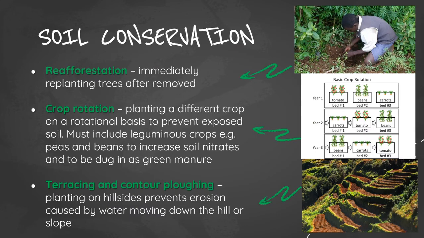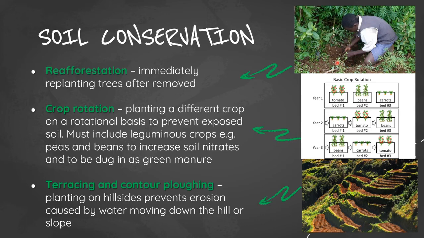So we're going to be looking at different ways in which we can improve and maintain the integrity of soil and also prevent soil erosion from occurring. The first way we're going to look at is reforestation, which is immediately replanting trees after removal. So it sounds very similar to deforestation, but deforestation is the removal of trees. So reforestation is replanting trees after deforestation.